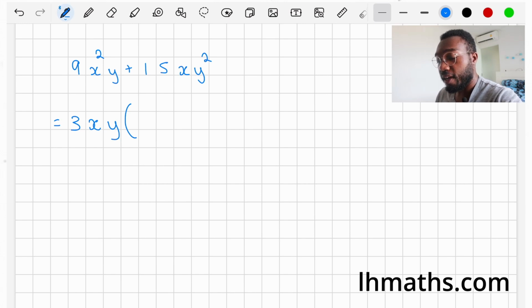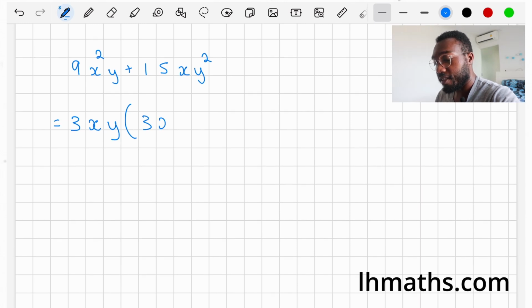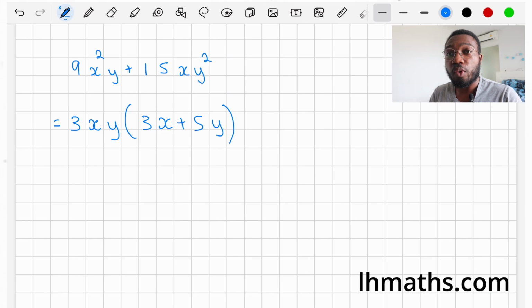So if we have 3xy outside the brackets, then what can get us to the 9x squared y? We know that it's 9 divided by 3, which will give us a 3 here. X squared divided by x, that's just an x. And y divided by y, obviously the y's would just cancel, so it would just be 1. So we don't need to put anything there for the y. Okay, and now we look at the 15xy squared. So 15 divided by 3 is 5. X divided by x is just 1, so we can just leave it. And then y squared divided by y is y, so that would be a 5y. And then that would be this question factorized.